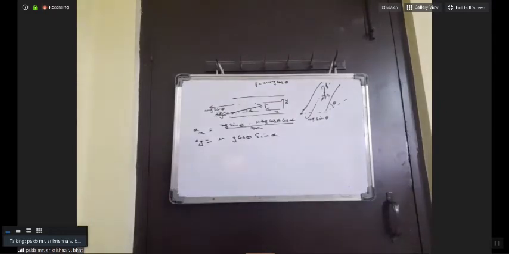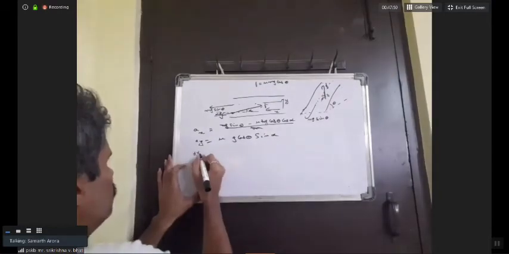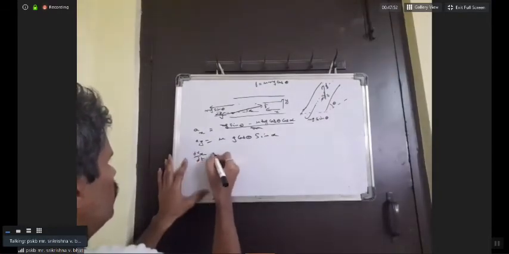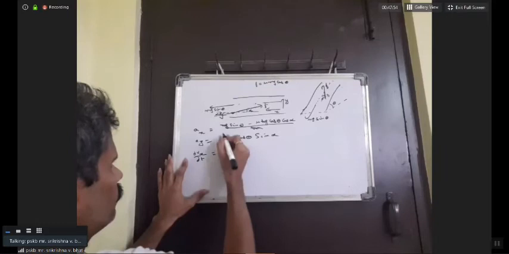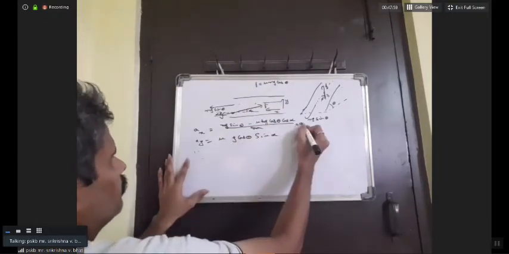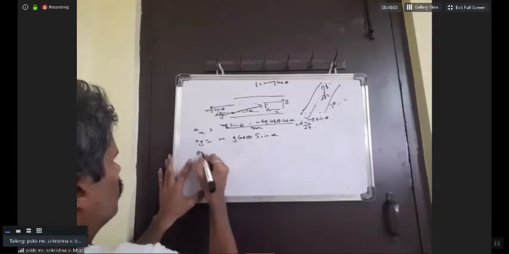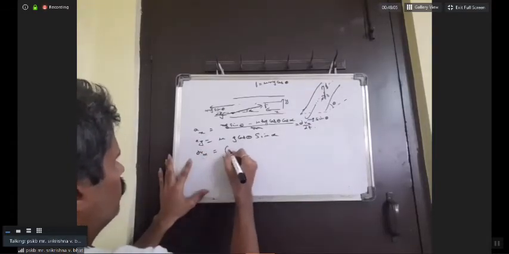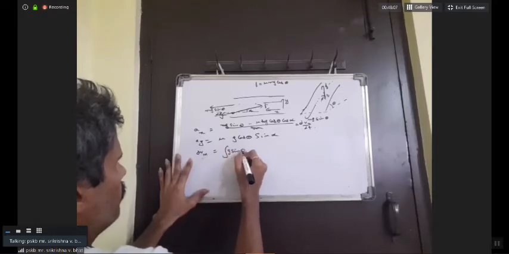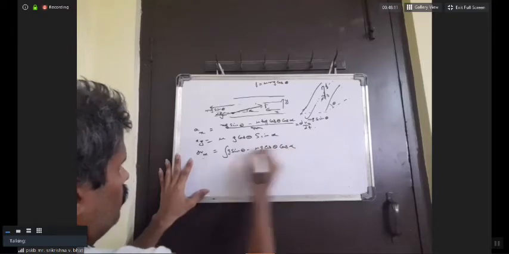Another thing we can do is write acceleration ax as dvx by dt. So ax is dvx by dt, and we can write dvx as the integration of g sin theta minus mu g cos theta cos alpha into dt.